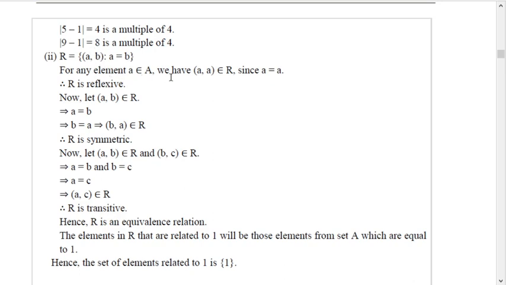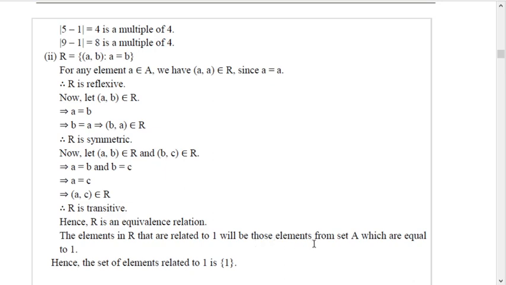For any element A belonging to the set, we have (A, A) belongs to R. Since A equals A, R is reflexive. Now let (A, B) belong to R, A equal to B. So you can say (B, A) also belongs to R. Hence R is symmetric. Let (A, B) belong to R and (B, C) belong to R. You can say A equals C. Hence (A, C) belongs to R. So R is transitive. Hence R is an equivalence relation.